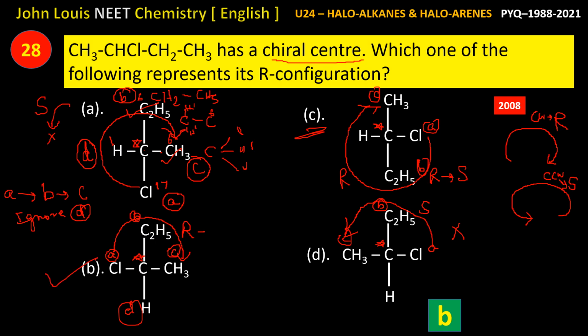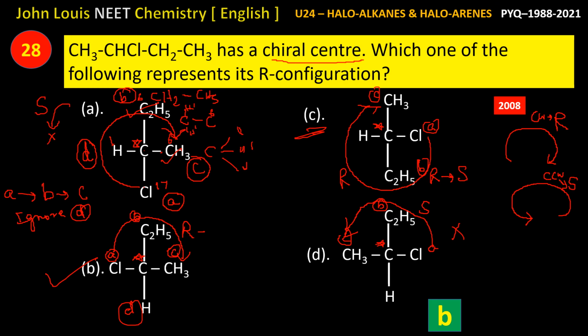So even though the preferred order is moving in the clockwise direction in option A, it is not considered as R configuration because it is crossing the least preferred hydrogen. Therefore if it is traveling clockwise, we have to consider this as anti-clockwise. Therefore this is S configuration. So in option B, it is moving in the clockwise direction. Of course it is not crossing H. Therefore it is R configuration.